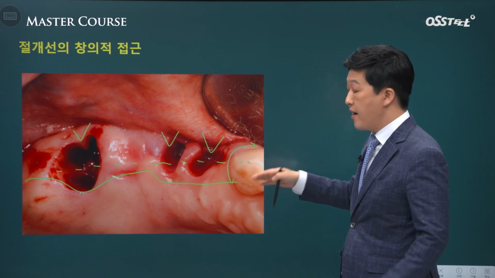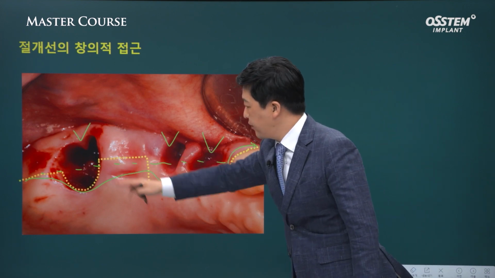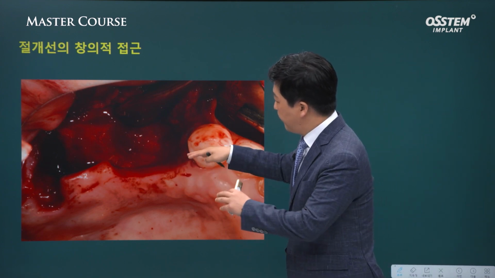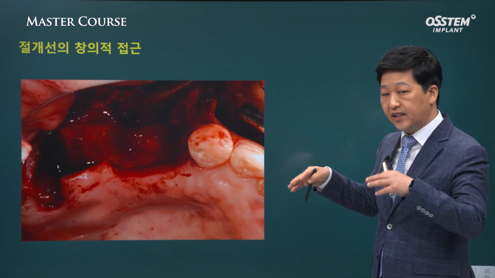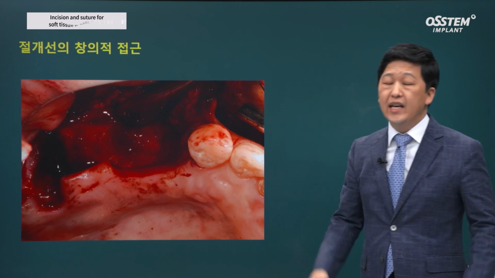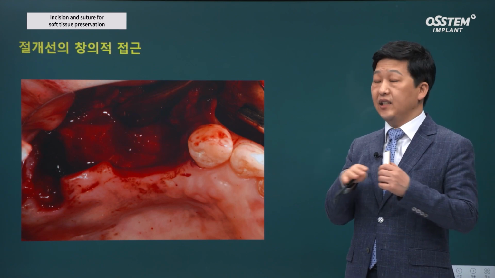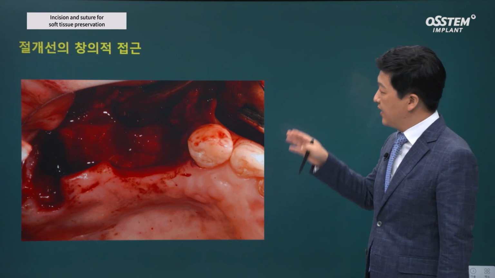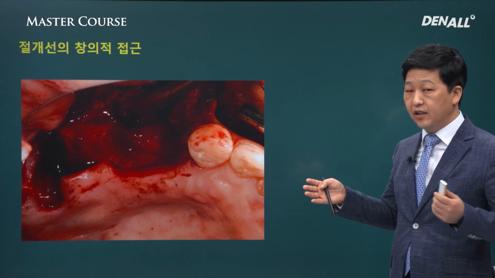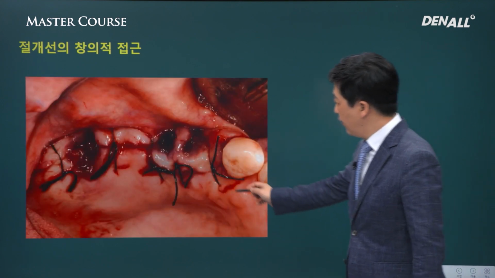That would be more favorable in doing flap management. As shown in the yellow line, the incision line needs to be made. By doing this, you can preserve the immature tissue in the defect area and reflect the flap. Rather than just blindly resorting to palatal or crestal incision on keratinized tissue, you need to make creative incisions depending on the situations that you're in. You need to have this in mind.